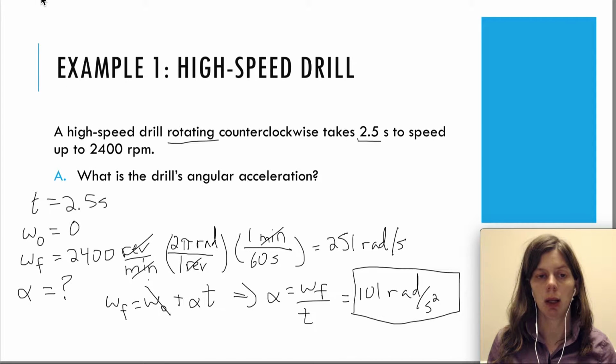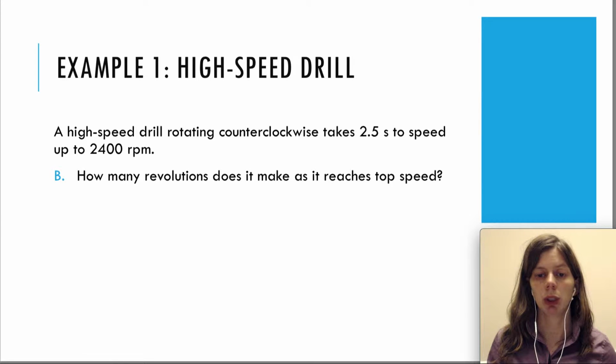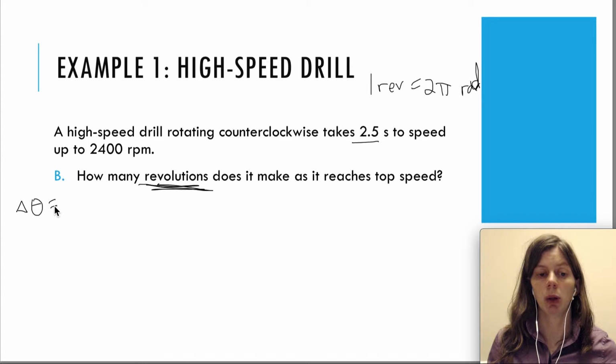And now let's do part B, which you might be able to relate a little bit more to. Part B asks, how many revolutions does it make as it reaches top speed? What do you think? In 2.5 seconds, how many times can it spin? So the first thing is that whenever a problem says revolutions, what needs to come into your mind is that this is an angle. You know that 1 revolution is 2 pi radians. And 2 pi radians, that's an angle. So just a reminder, whenever it says revolution, you want to go ahead and define delta theta. In this case, delta theta is what we're looking for.